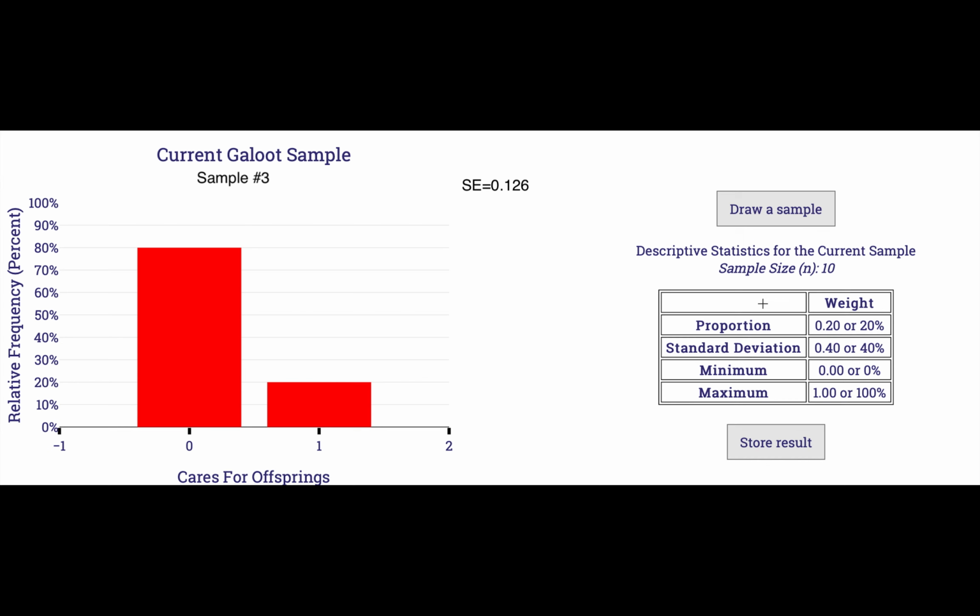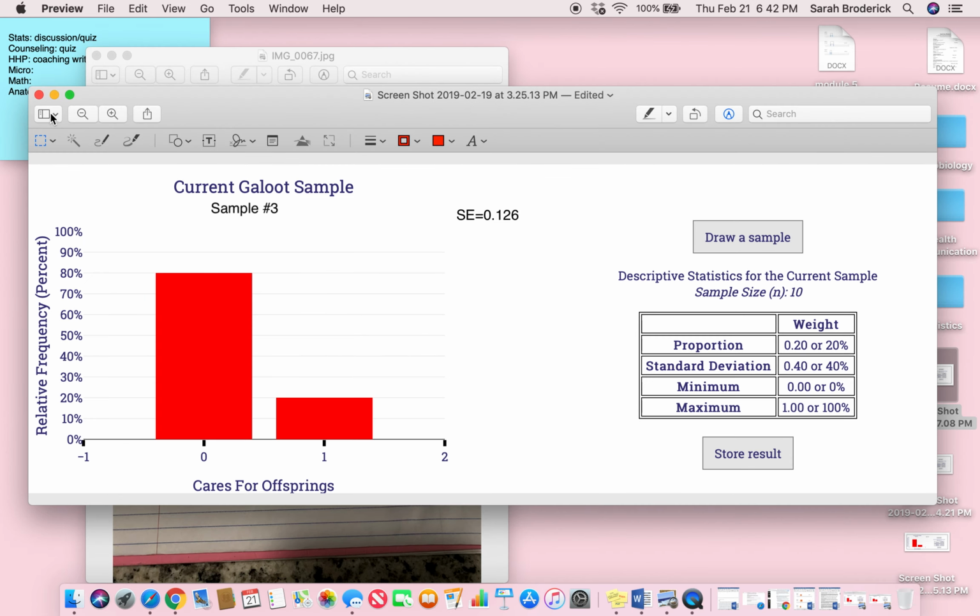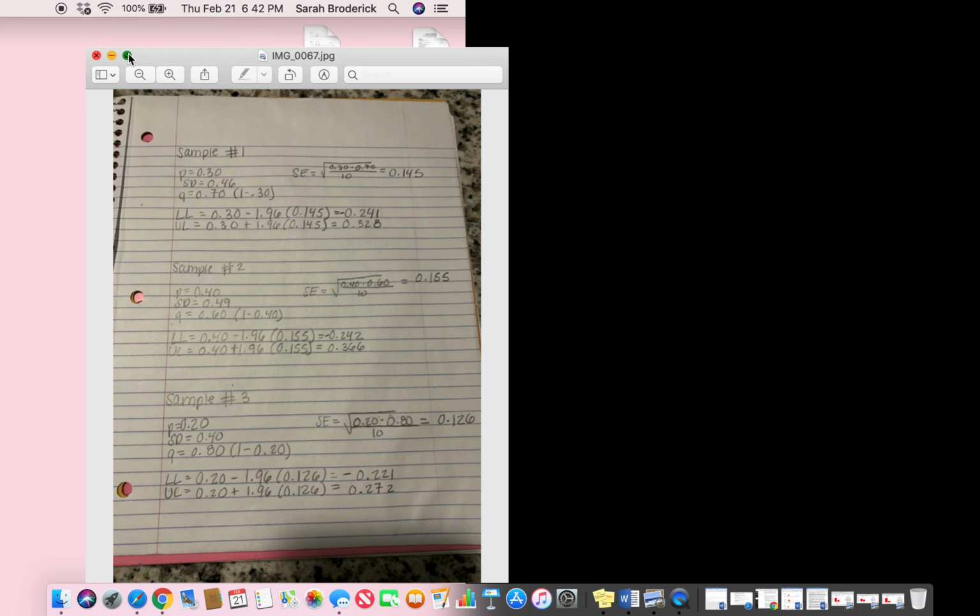Then for my third sample, again, the sample size is 10, and my proportion is 0.20 or 20%. For the bar graph, 80% said no to caring for offspring, and only 20% said yes to caring for offspring. My standard error for this one is 0.126. So now I'll show you all the calculations that I made.